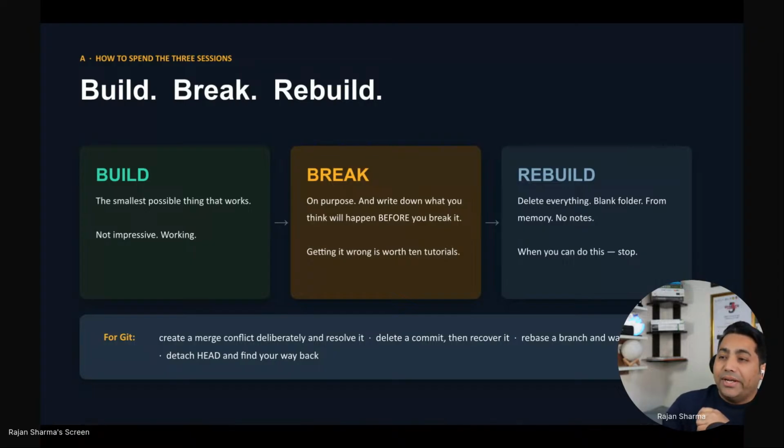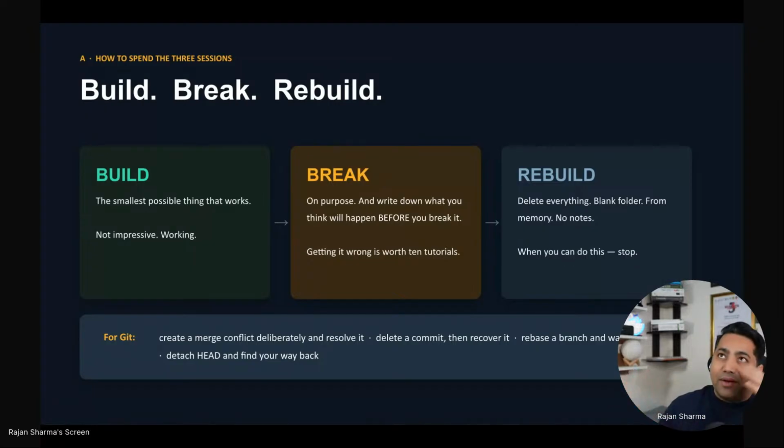For example, for Git, create a merge conflict and then resolve it, delete a commit and then recover it, rebase it, branch it. There's tons of practice you can do, like build, break, and rebuild. When I'm saying rebuild, it means delete everything, blank folder, and do it again from your memory.